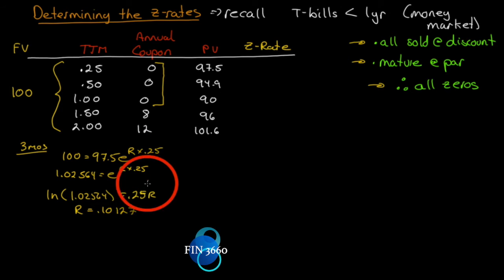Again, it's important that you know how to get from here to here on your own. It is important, so I'm going to show you how to do these things. I'm not going to do it for each one. I've showed you once. So what we can do is put this in as 0.10127.